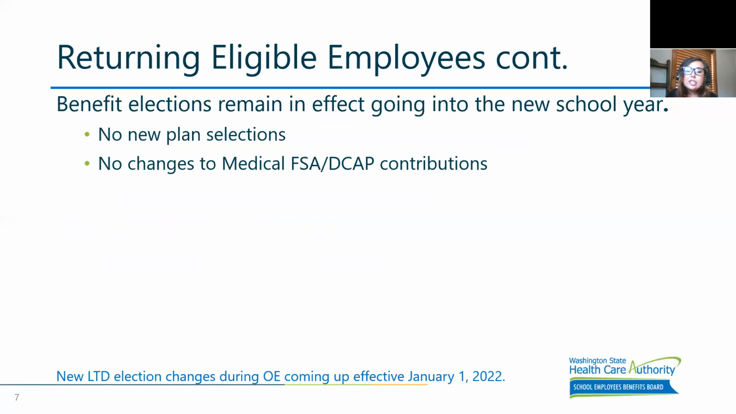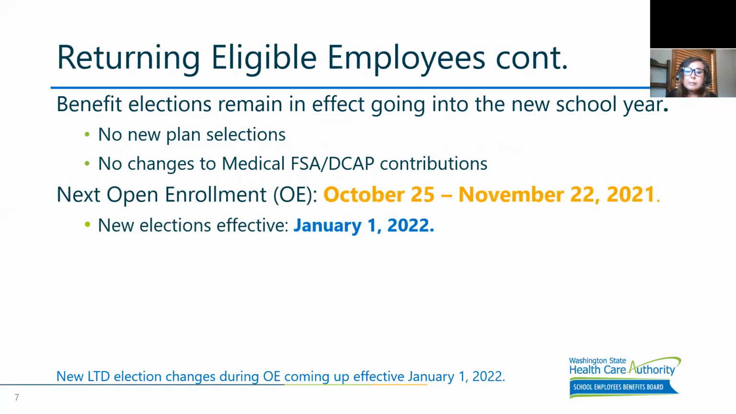All right, so benefit election changes will remain in effect going into the new school year. So no new plan selections and no changes to the medical FSA or DCAP contributions will be happening. Employees will need to wait until the next annual open enrollment or have a special open enrollment event to make these changes if they wish to. Just a quick reminder, the annual open enrollment this year is going to be from October 25th to November 22nd. And then, of course, all of the changes that happen during the next open enrollment will be in effect January 1st of 2022.